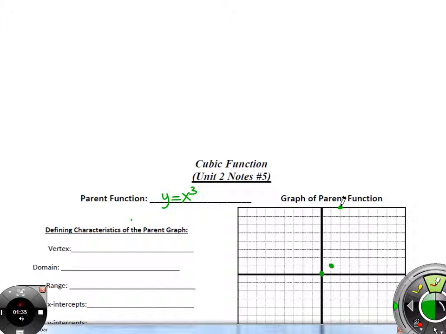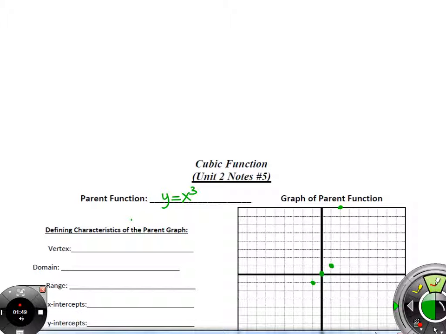What happens when you plug negative 1 into this equation? Yeah, it goes down. So this is what makes it different than a quadratic. You get the point negative 1, negative 1. And then when you plug in negative 2, you get negative 8. Which I don't have room to plot on my graph. Put it down there. Let's put it out there. Okay, so that is what our parent function will look like.